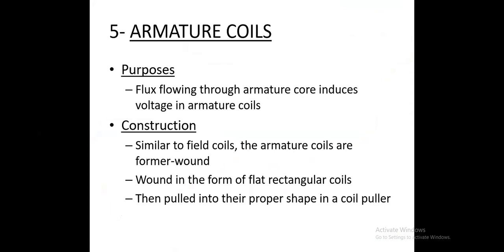Now, moving to the fifth part of the session, that is armature coils. Purpose: flux flowing through the armature core induces voltage in the armature coils. Construction: similar to field coils, the armature coils are formed wound. Wound means placing the winding. They are wound in the form of flat rectangular coils, placed in the armature coil, then pulled into their proper shape in a coil puller.